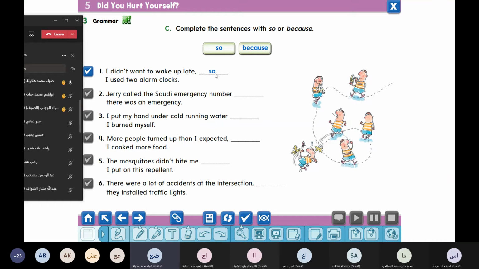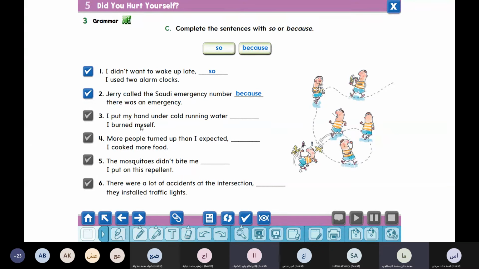Jerry called the emergency number 911 because there was an emergency. Good.